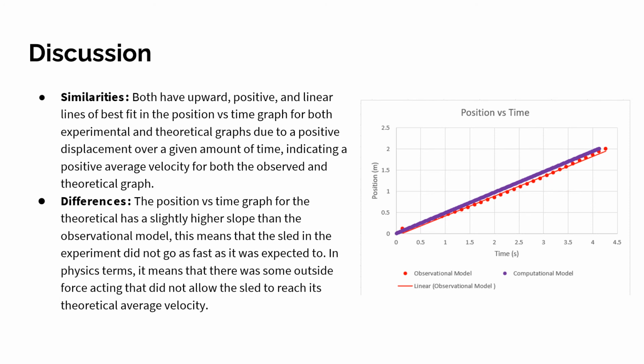The differences, however, is the position versus time graph for the theoretical has a slightly higher slope than the observational model, meaning that the sled in the experiment did not go as fast as it was expected to. In physics terms, it means that there was some outside force acting on the sled that did not allow it to reach its theoretical average velocity.